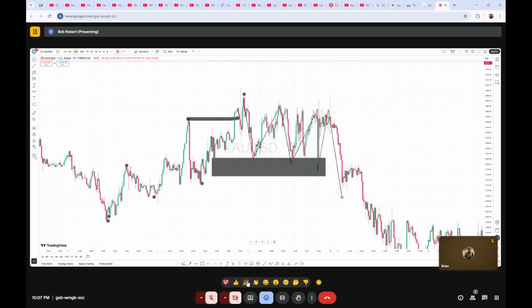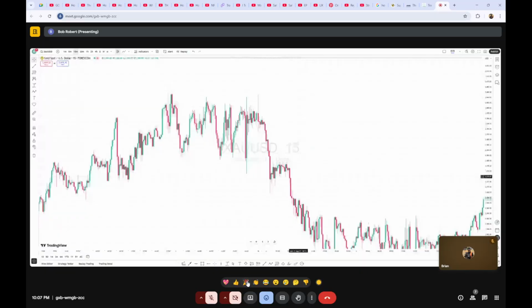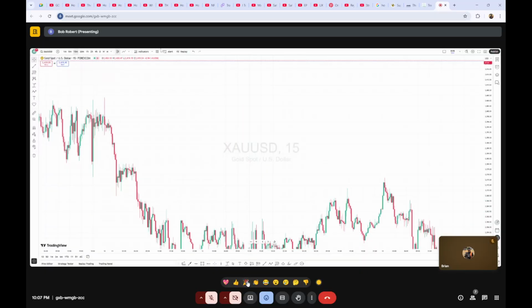Now, that's one way of minimizing the number of the demand zones or the supply zones that you have in an area. Okay. Now, let me just cover them all so that we combine them together.